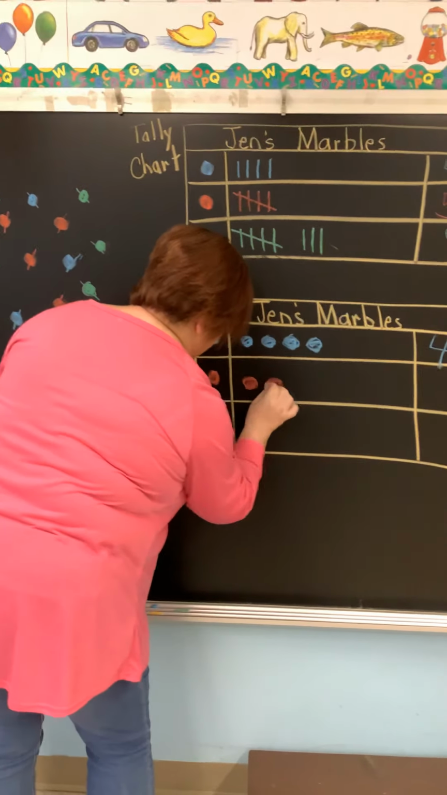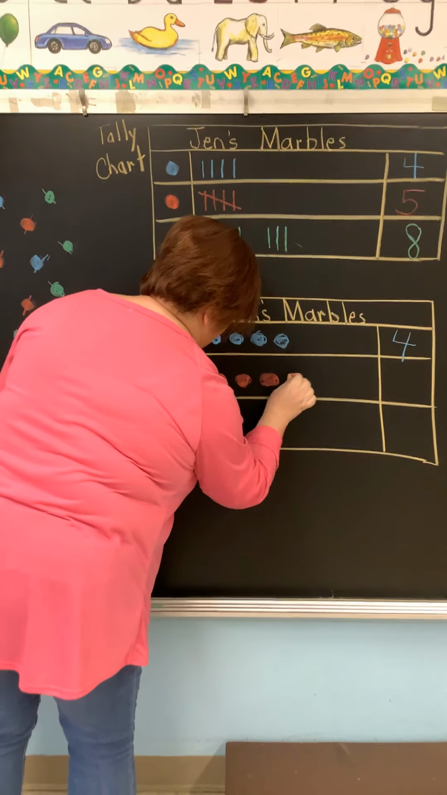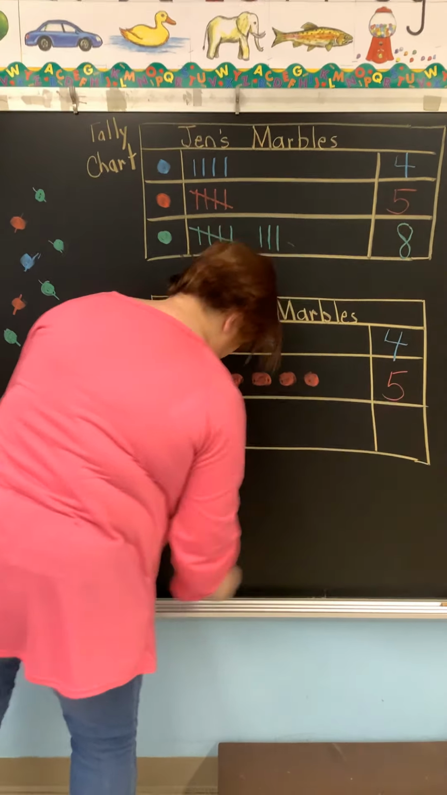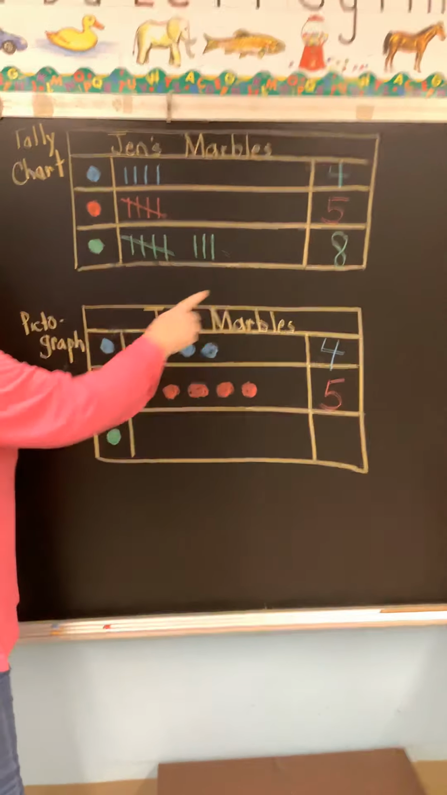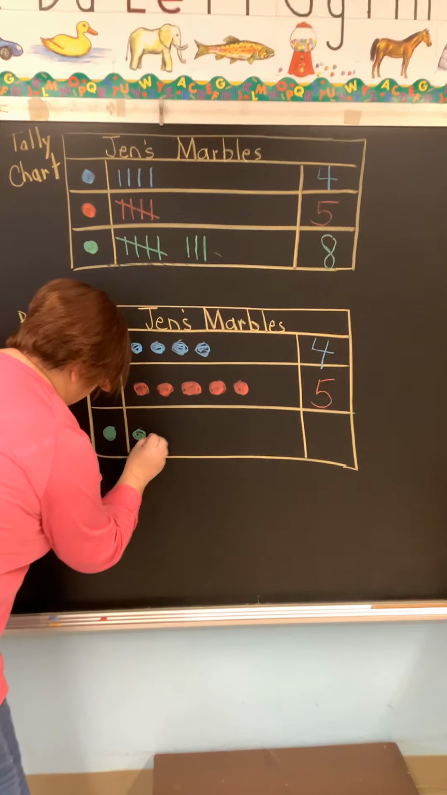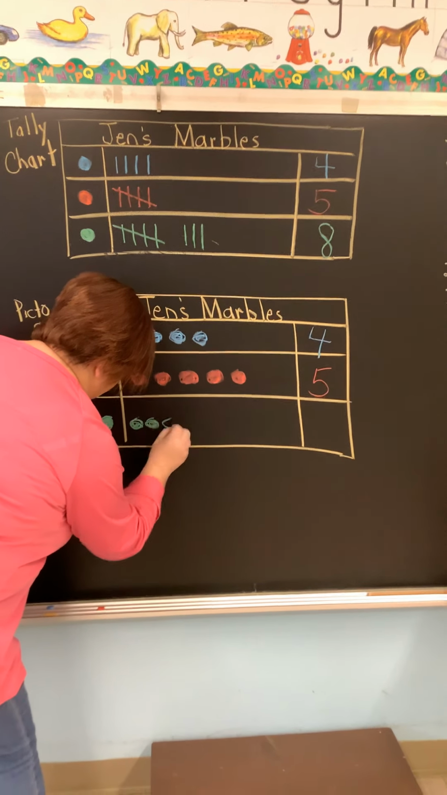Do you see how it's the same information? The only difference is we're doing it in a different way. And now she's going to do her green. When you have a high number, you want to make them a little smaller.